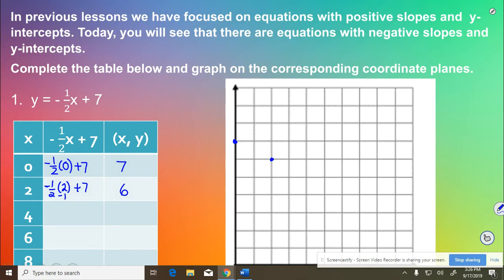Okay, then for 4, I plug in the 4 the same way. Negative 1/2 of 4 plus 7. Again, I'm cutting the 4 in half. That gives me 2, but it's going to be negative 2 plus 7, which is the same as doing 7 minus 2, so it's 5. Same thing, so I can graph that. We go right 4 and up 5, brings me here.